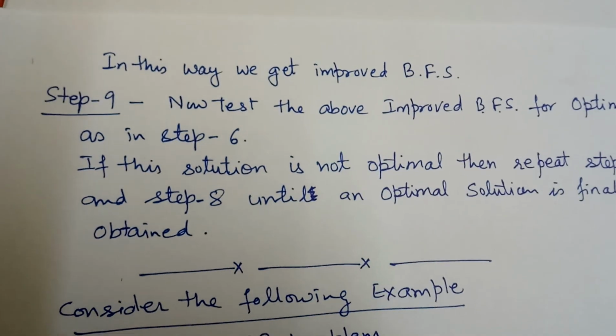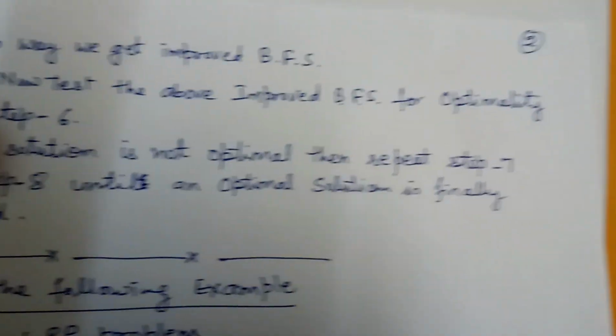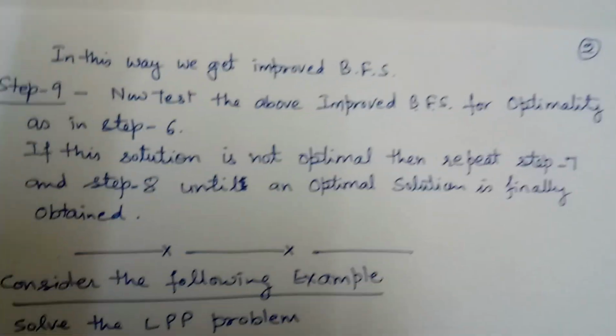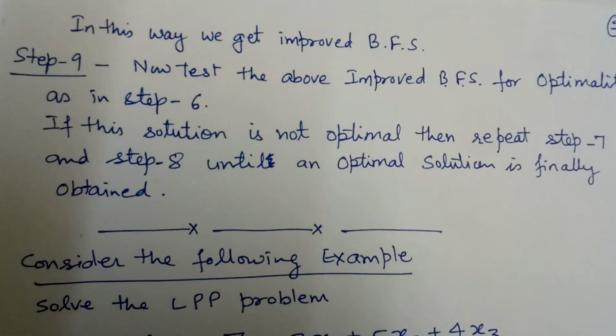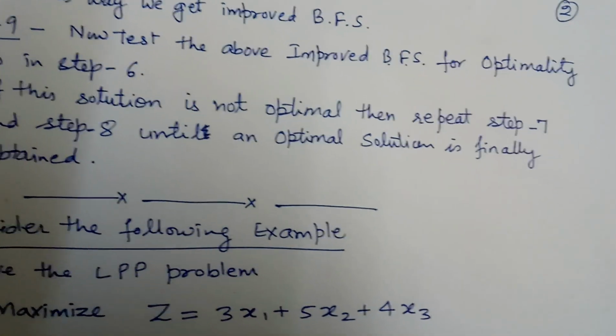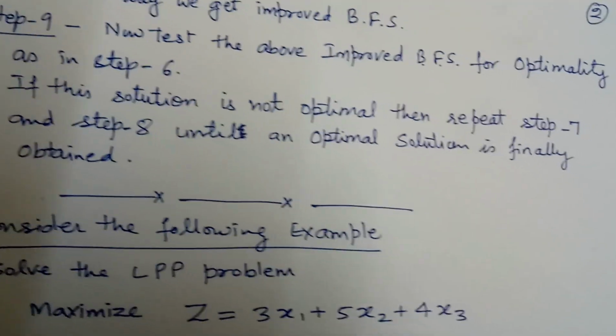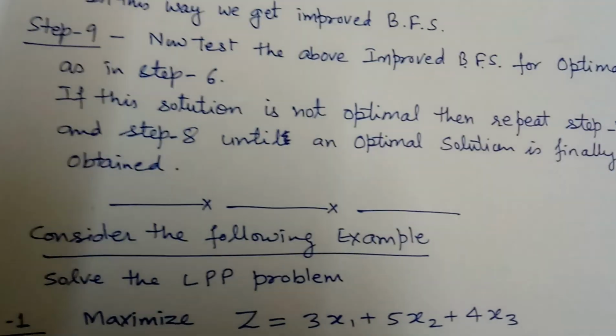And step 9, in the next step, test the above improved basic feasible solution for optimality as in step 6. If this solution is not optimal, then repeat steps 7 and 8 until an optimal solution is finally obtained.